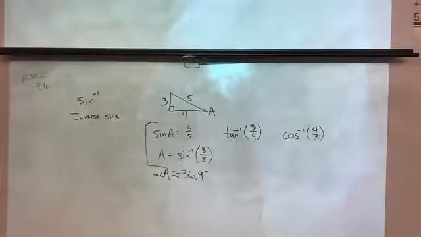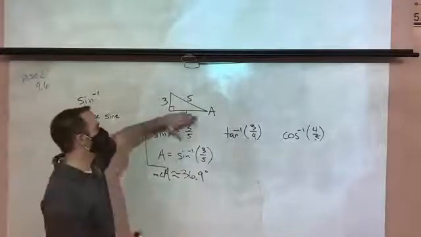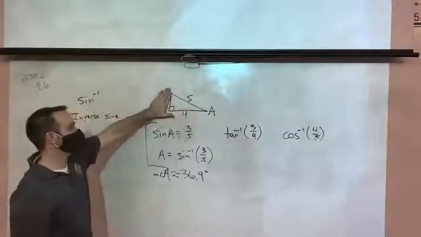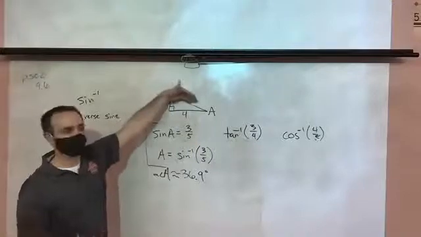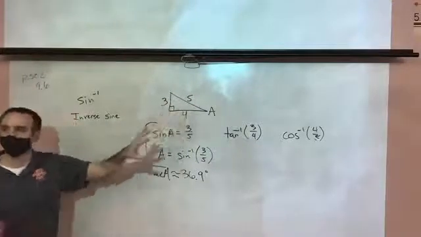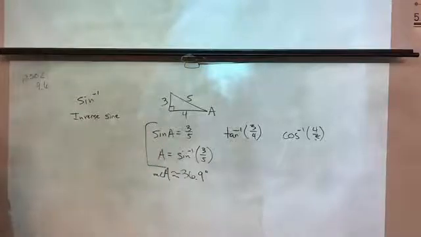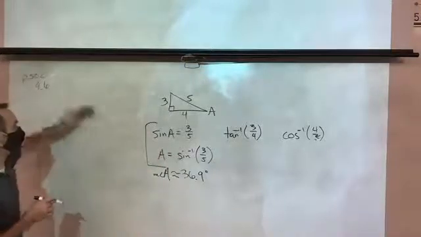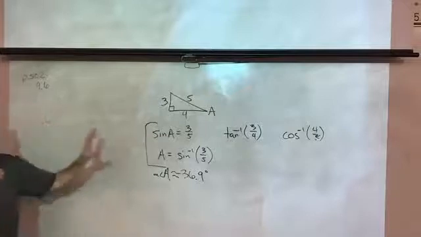There are different ways of getting there depending on what side you have. So we got to point that out because they might give you the 3 and the 5, they might give you the 4 and the 5. They might give you the 3 and the 4. You got to be able to solve for that angle no matter which two sides they give you. All right. Questions on our inverse sine, cosine, tangent?